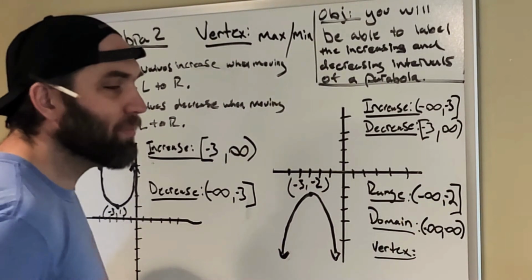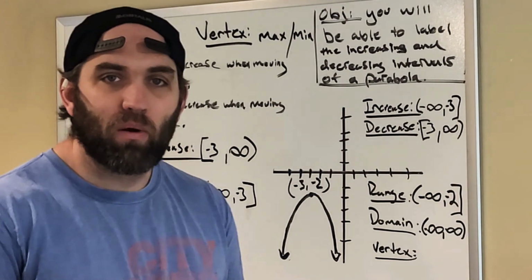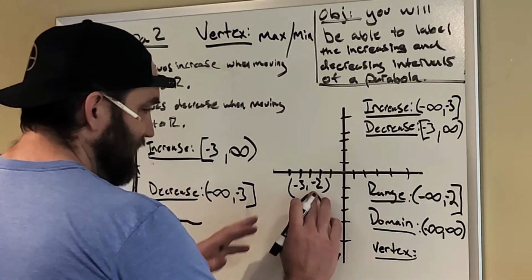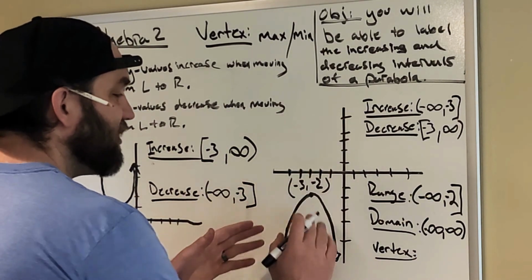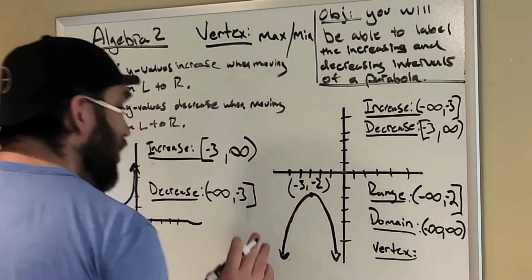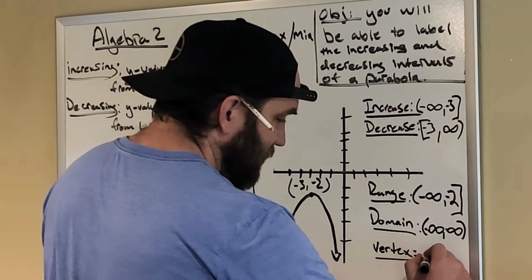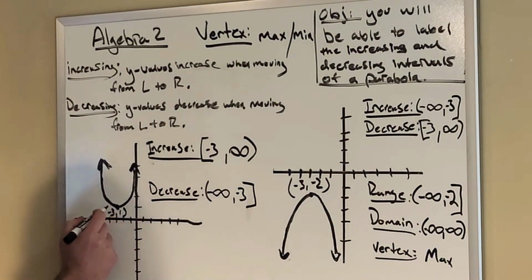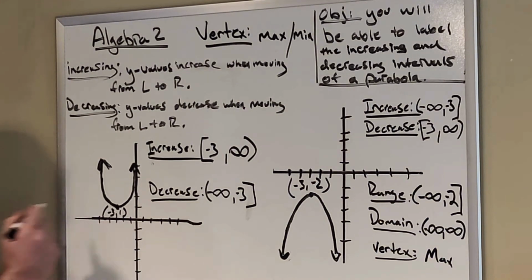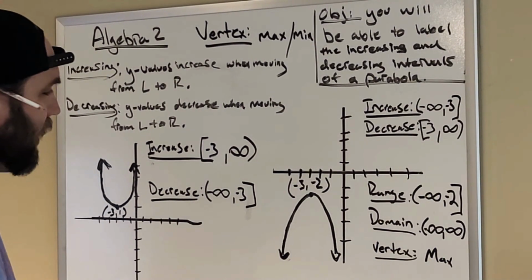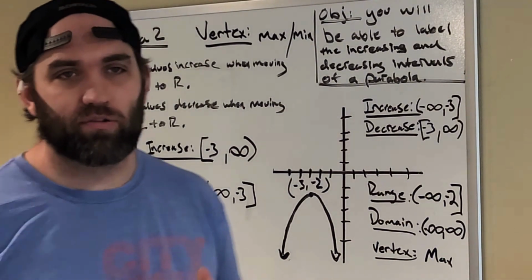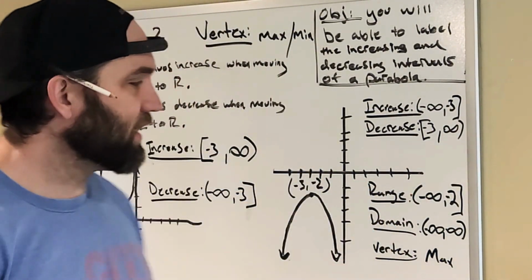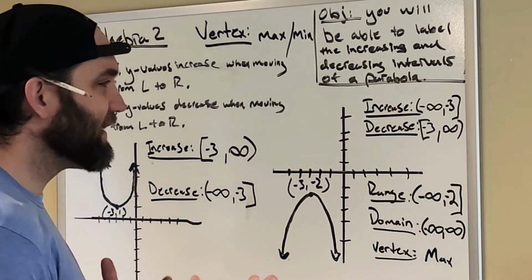And last piece, is my vertex a maximum or a minimum value? Here, I look, is it at the top of my figure or is it at the bottom of my figure? If it's at the top of my figure, it's a maximum value. If it was at the bottom of my figure, like over here, this would be a minimum value. So hopefully these last two videos clear up some things on range and domain, increasing and decreasing. They can be kind of confusing.